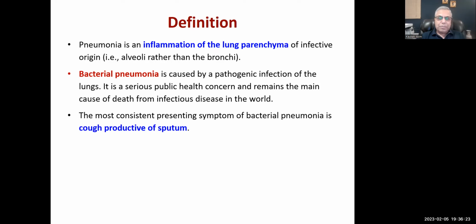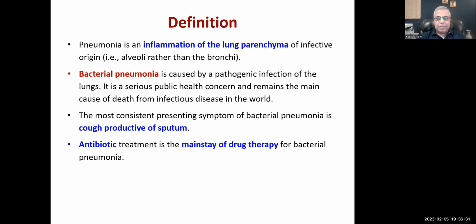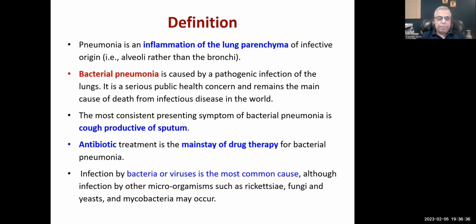The most consistent presenting symptom of bacterial pneumonia is cough, productive of sputum. Antibiotic treatment is the mainstay of drug therapy for bacterial pneumonia. Infection by bacteria or viruses is the most common cause. The most common is bacteria, but viruses also cause pneumonia. Although infection by other microorganisms such as Rickettsia, fungi, yeast, and mycobacteria may also occur, the most common causes are certain bacteria that I'll show you as we go ahead in the lecture, right?